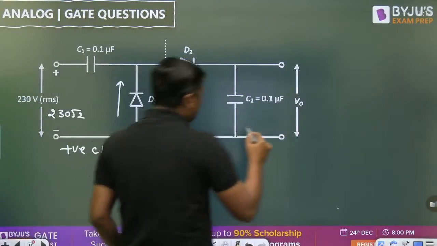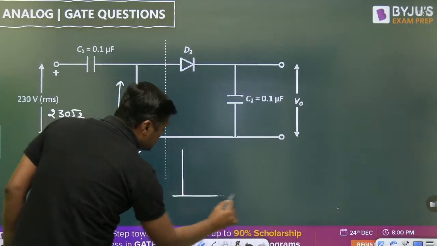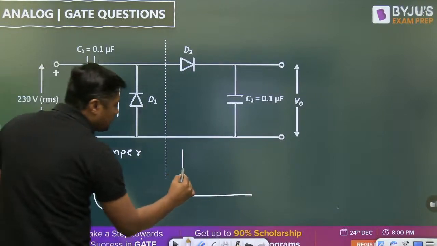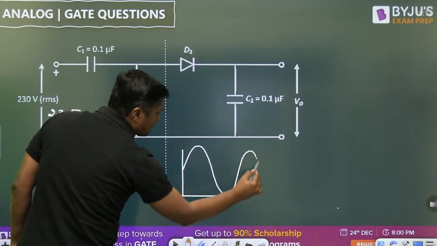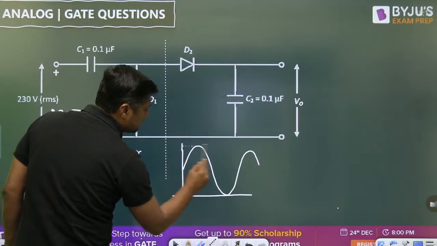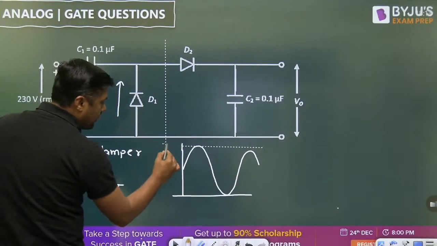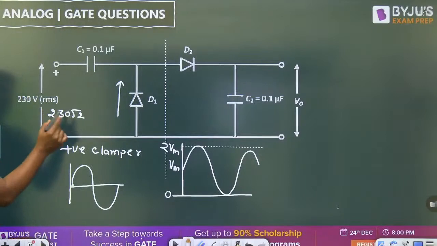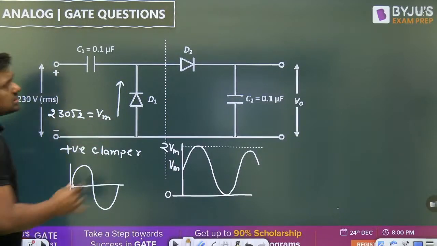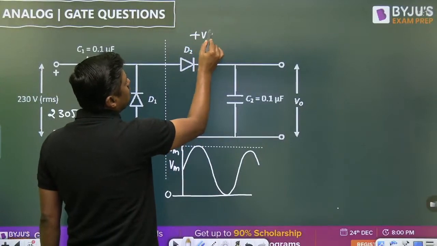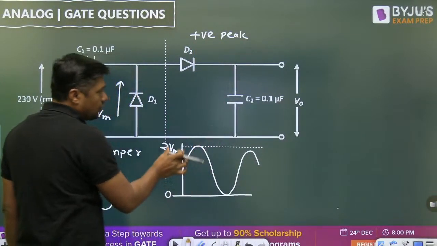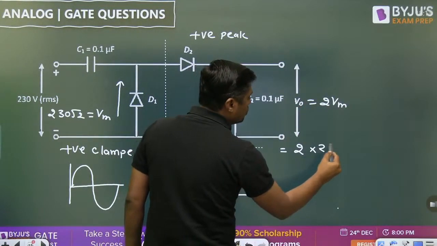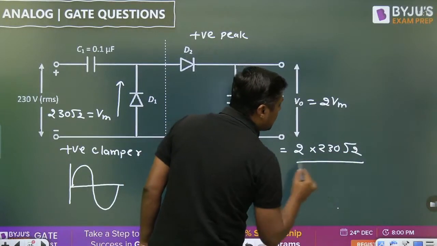After passing through the clamper, what will be the output? If this is the sinusoidal signal, then the output of the positive clamper is like this. What is the maximum value? 2 Vm, and this is 0. The value of Vm is 230 root 2. Now this is a positive peak detector. What is the output? 2 Vm. So it will become 2 into 230 into root 2.